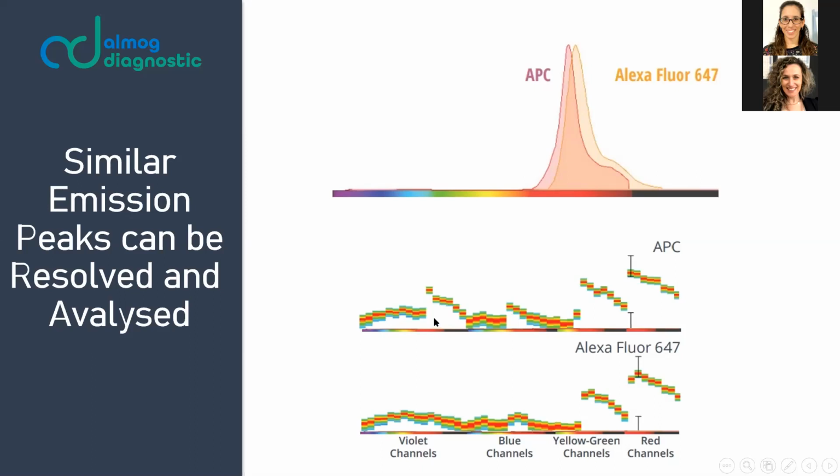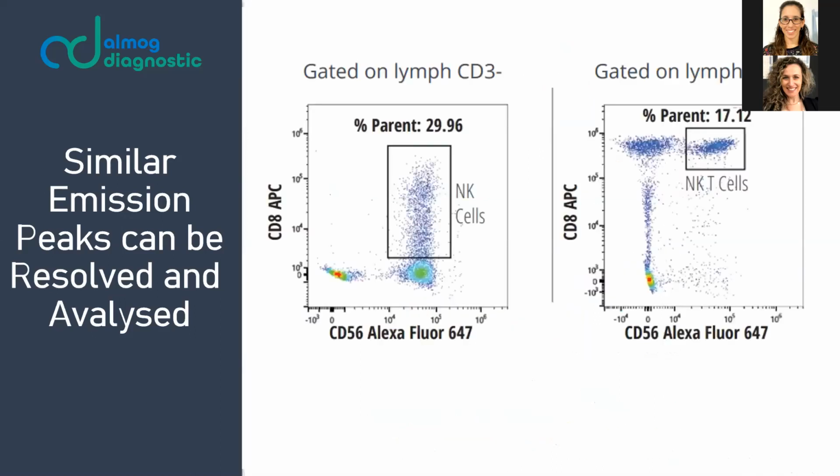And we can see here differences in the violet channel. We see a different peak here in the violet channel for APC. We can see differences also in blue channels. So these distinct signatures enable us to combine lots of colors that cannot be combined in conventional flow cytometry. So here is a nice example for you. We can see an analysis of CD56 Alexa Fluor against CD8 APC, and you can see a nicely distinguished positive signal for NKT cells, and this is really exciting for me.